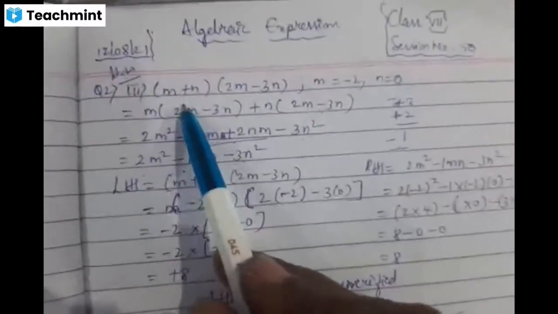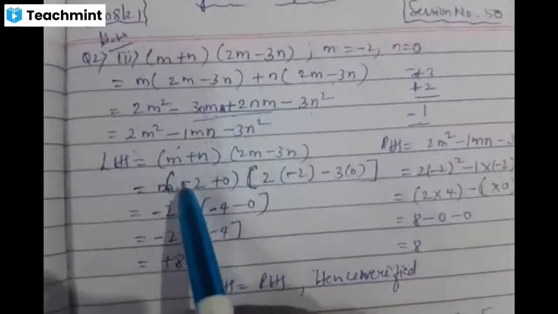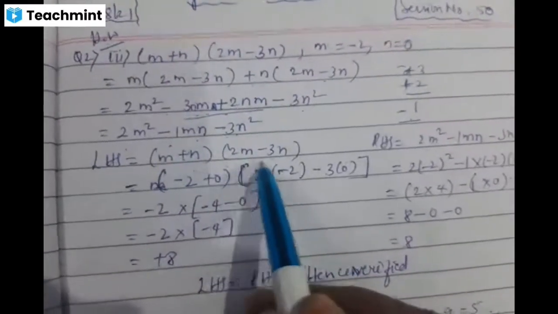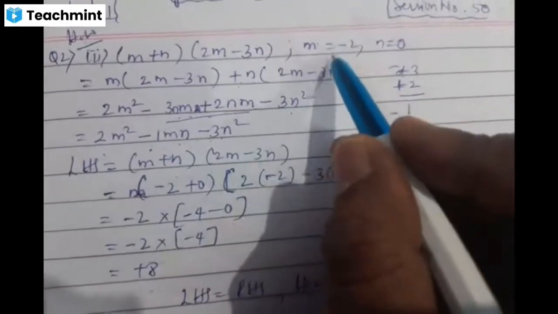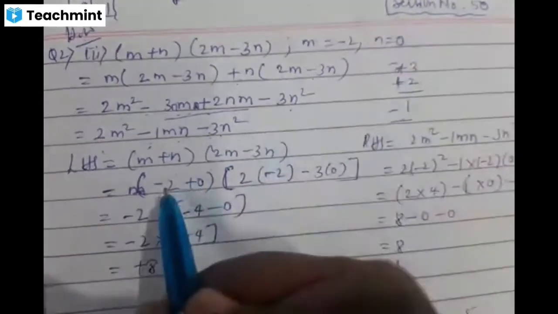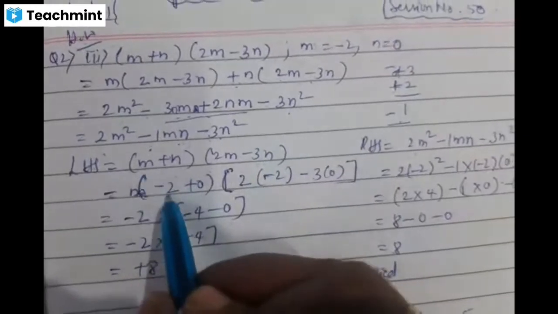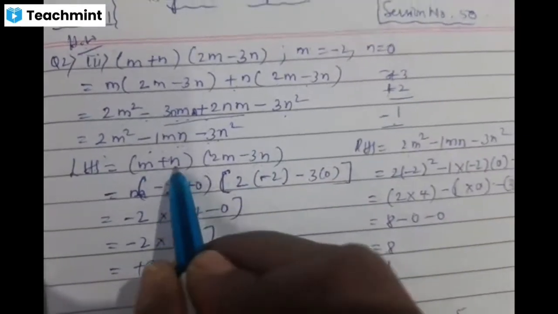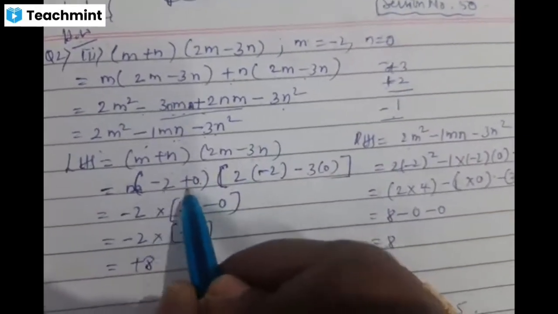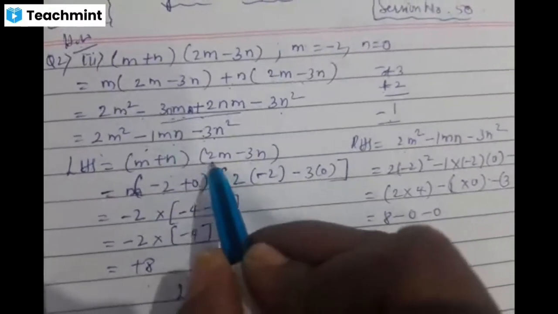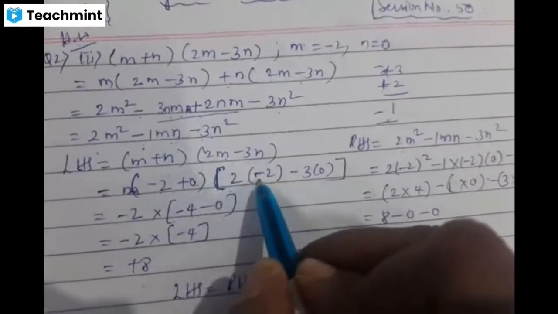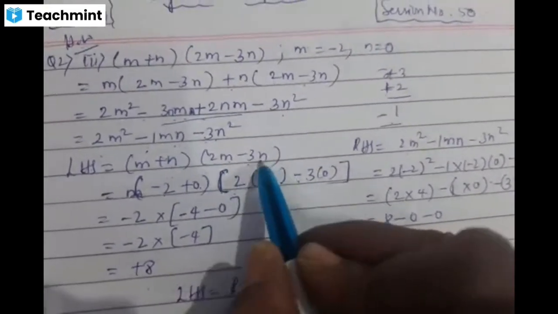Now consider the given question as LHS, (m plus n) into (2m minus 3n). Substitute the values of m and n given here. m is minus 2, n is 0. In place of m, you have to substitute minus 2. In place of n, 0. Minus 2 plus 0, brackets, use the big brackets. 2 into m is again minus 2, minus 3 into n is 0.